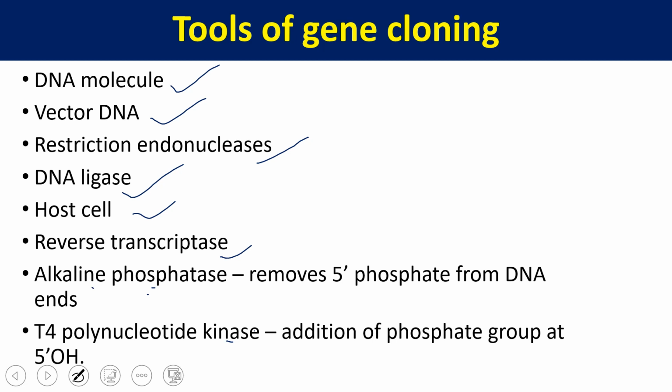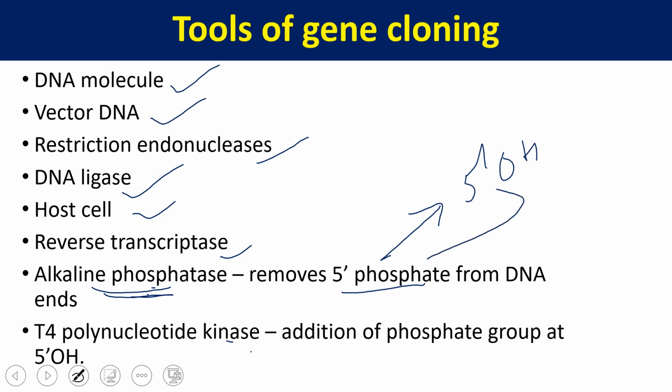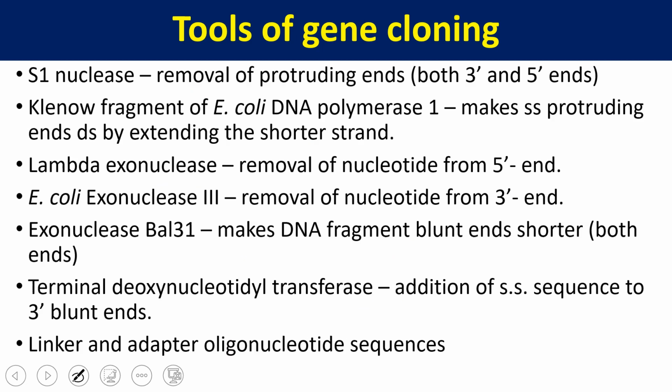This alkaline phosphatase removes phosphate from the 5 prime phosphate end and makes it 5 prime OH. So 5 prime phosphate becomes 5 prime OH with the help of alkaline phosphatase. And T4 polynucleotide kinase normally converts this 5 prime OH again into 5 prime phosphate. So these both have opposite activity.